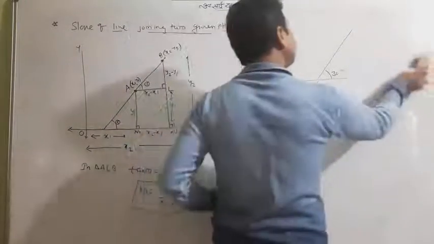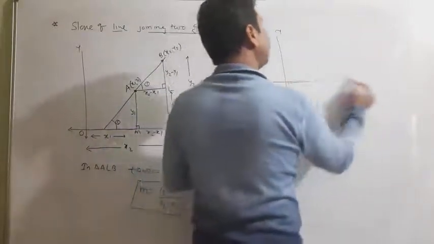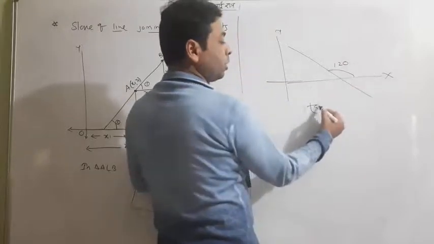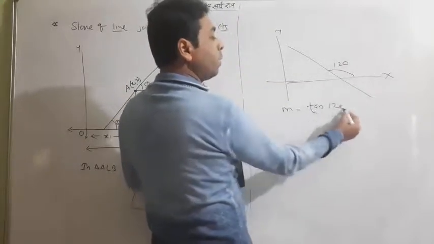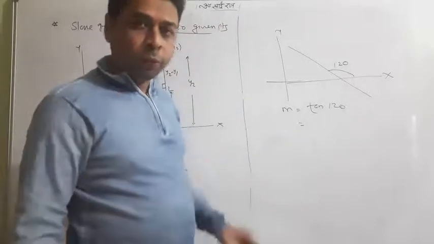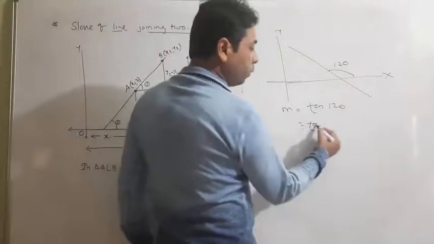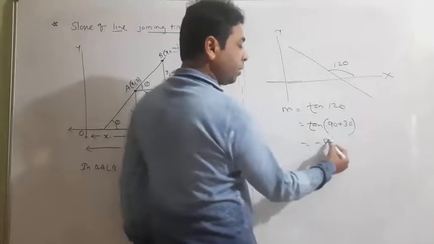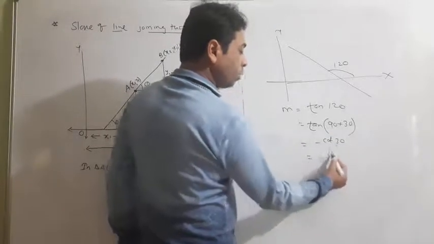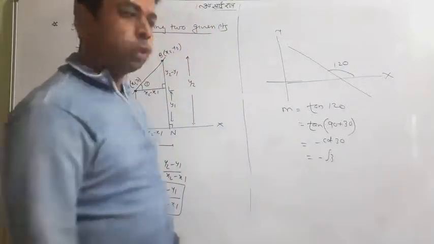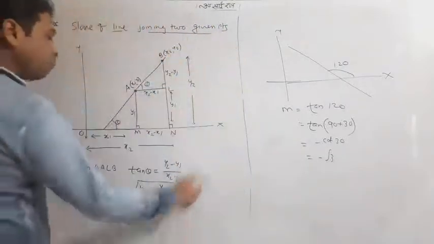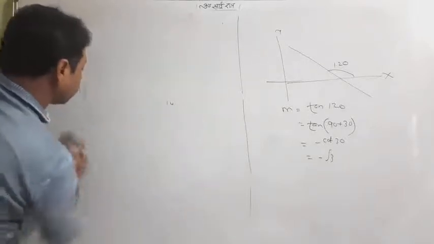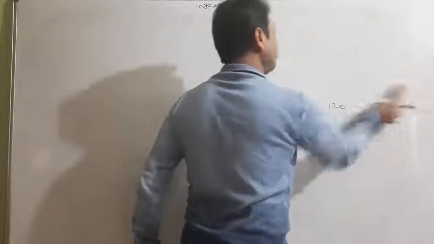Now the reverse, you can understand it. When the line is coming like that, suppose the angle is 120. So m equals tan 120. How do you find tan 120? It is tan of 90 plus 30, and tan of 90 plus theta is minus cot theta. So minus root 3 has come, negative. Keep this in mind; this is a very important formula. I have told you, don't forget, please. Now I'll move on to the next concept given in the book.